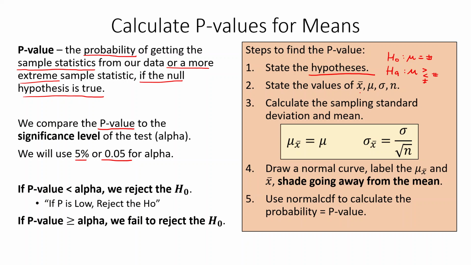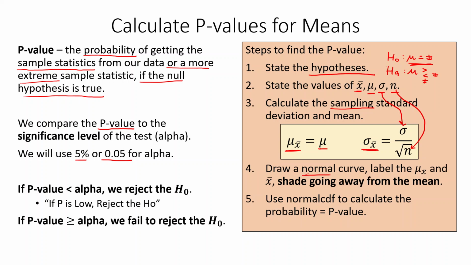All right, we will need to state the values of our sample mean, our standard deviation, and n. The mean, of course, will be the null hypothesis mean. We're going to use some of these, like the mean, to calculate the mean of the sampling distribution, because that's what we're going to work with. And we need to come up with the standard deviation, which is the standard deviation divided by the square root of n, our sample size.